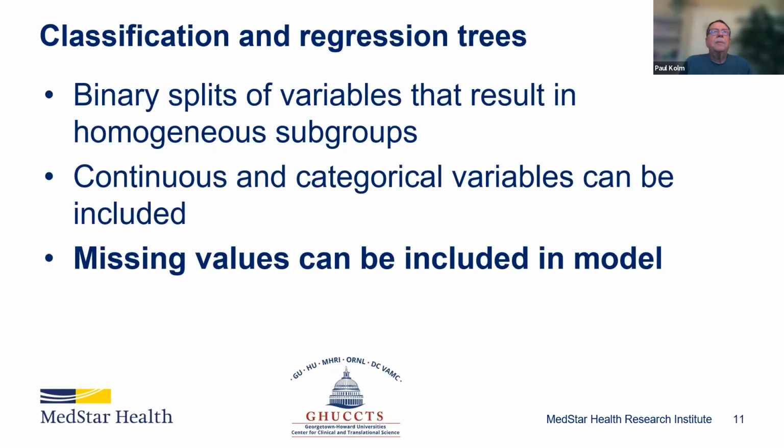Okay, so the next method is classification and regression trees. And so this is actually a pretty interesting and, I think in certain contexts, a really useful way of doing models, creating trees. Basically, we take a particular outcome, and it can be continuous or dichotomous. And what we're going to do is binary splits of variables that result in homogeneous subgroups. The variables that we have in the model can be either continuous or categorical.